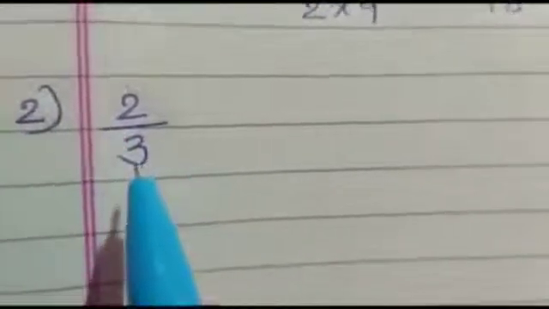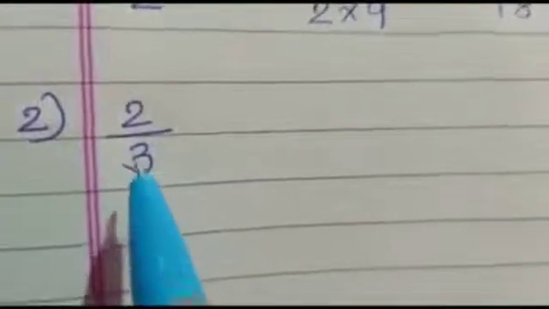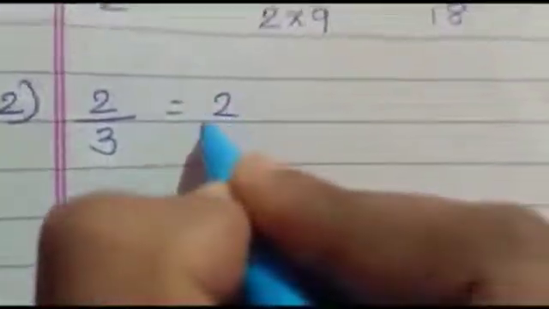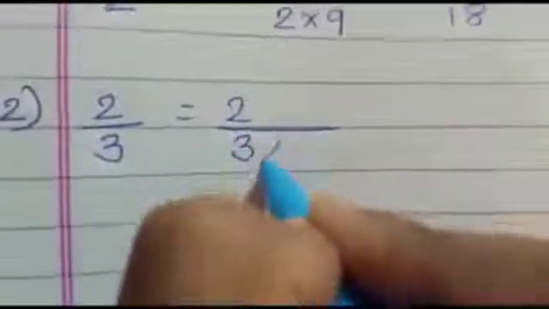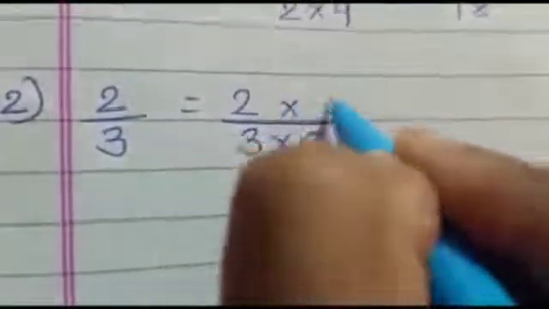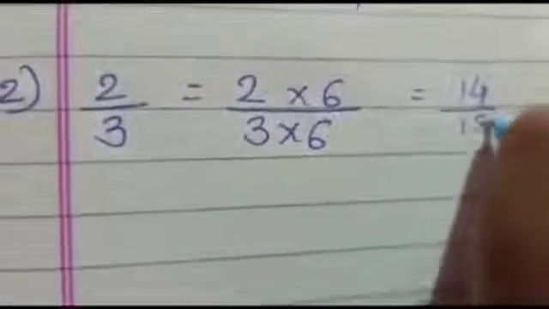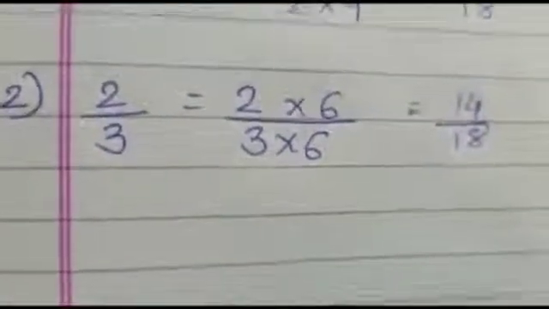Second one is 2/3. डिनोमिनेटर में हमको क्या चाहिए? 18. So you have to see whether 18 is coming in 3's table. Is it coming? Yes. 3 6s are 18. So we will do 3 multiplied by 6. So here also you will multiply by 6. That is 2 6s are 12. 3 6s are 18. Okay.